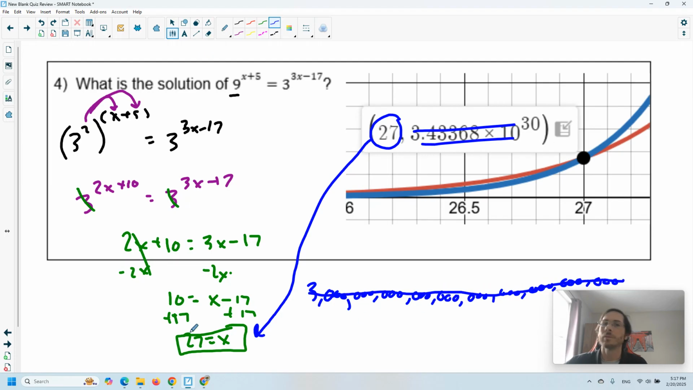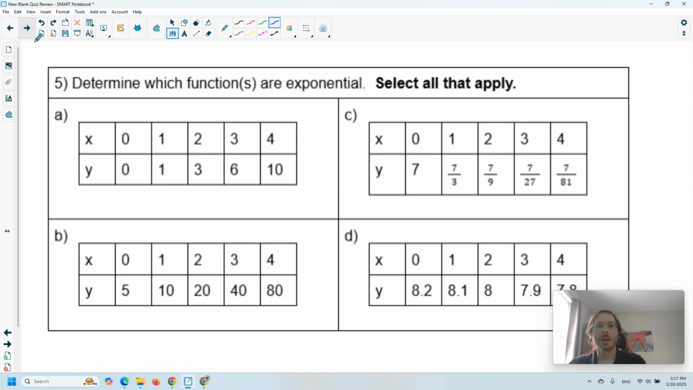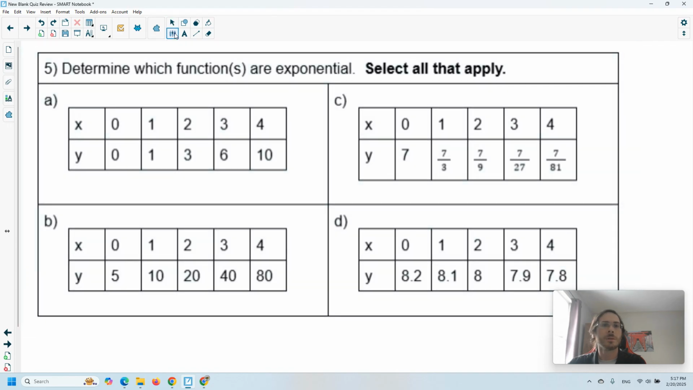We want the x value. All right, for 5, we have to figure out which one is exponential. We're going to pick all that apply. So remember, for exponential, the goal is to find the ones that are constant multiplication. Division is okay too, because remember, division is just the inverse of multiplication.